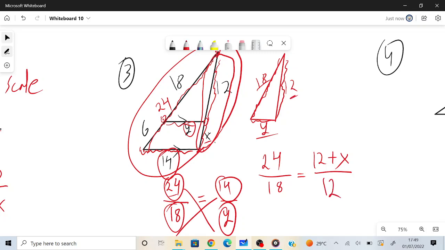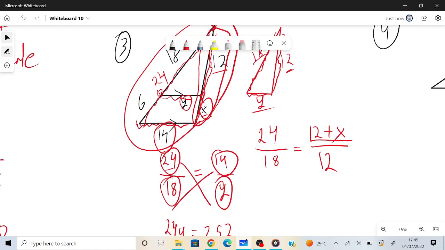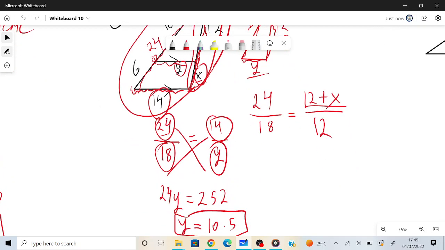Again, why 12 plus x? Because this whole length over here is represented by 12, and then x, which we're trying to find. So again, cross multiplication, 24 times 12, that's 288, equals 18 times 12, that is 216 if I'm not wrong, plus 18x.